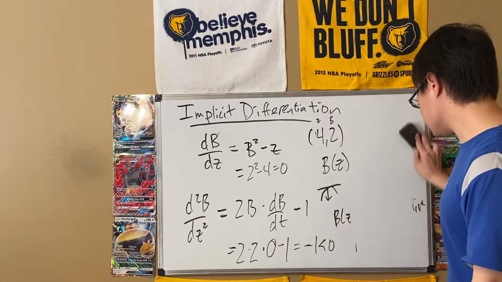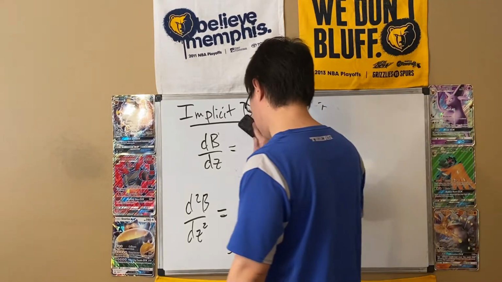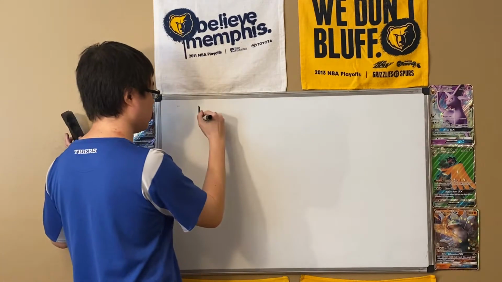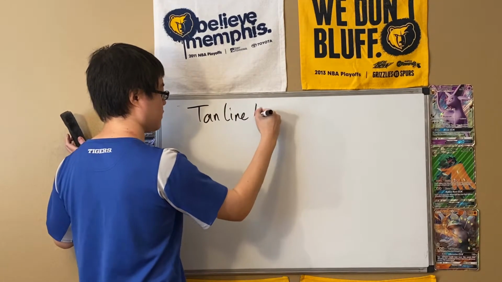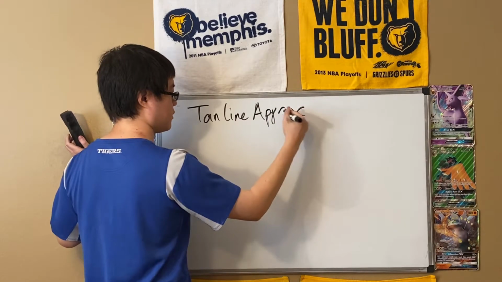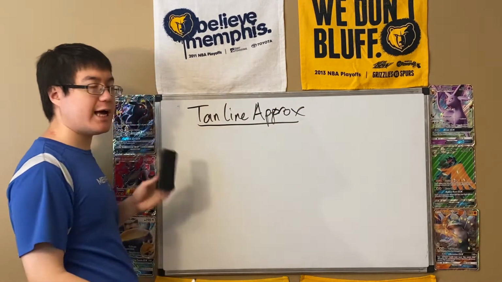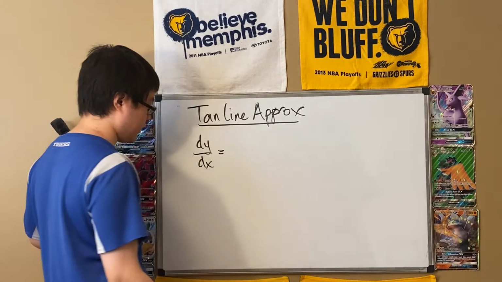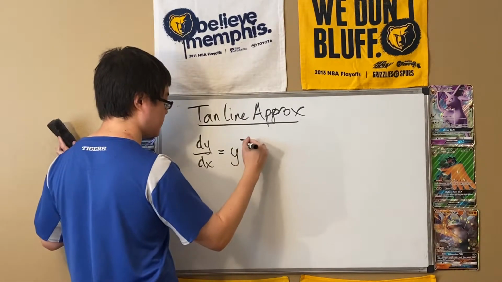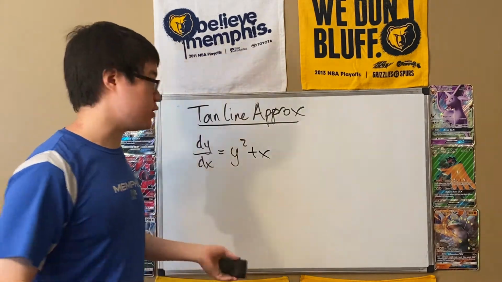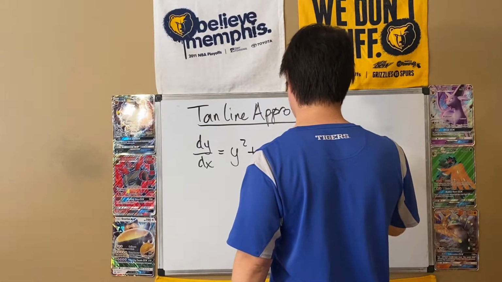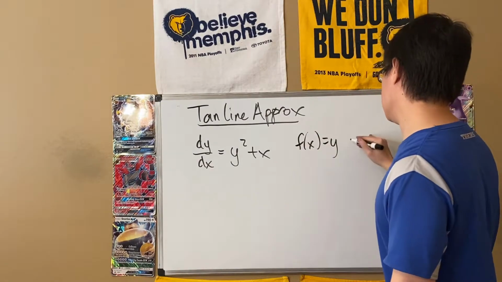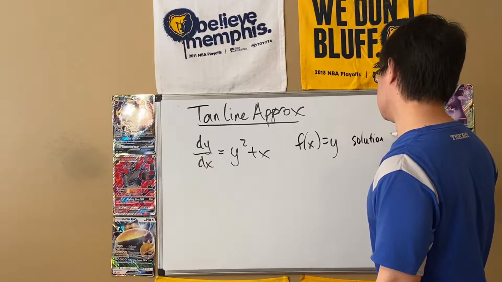So I'm going to erase this. So tangent line approximations are pretty easy. They're one of the easiest questions on these free response questions. So basically what happens is that you're going to have some differential equation. Let's use dy dx. Let's say we have something like, I don't know, y squared plus x. And we have a function, so f of x is equal to y, is a solution to this differential equation. This happens in every single free response question. So it's a solution to this differential equation.